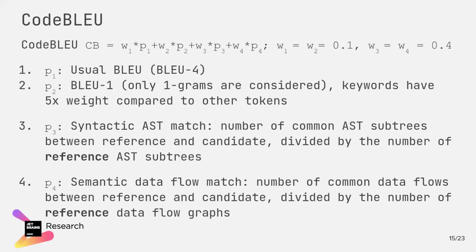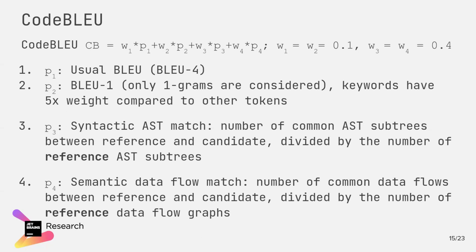So let us now move on to the code-related metrics. I shall start with the CodeBLEU, which was developed by the group from Microsoft Research. It was developed to evaluate various code synthesis models. So the CodeBLEU metric is composed of 4 submetrics, and the final CodeBLEU score is a weighted average of these submetrics. So P1 is the usual BLEU4 to be more precise.